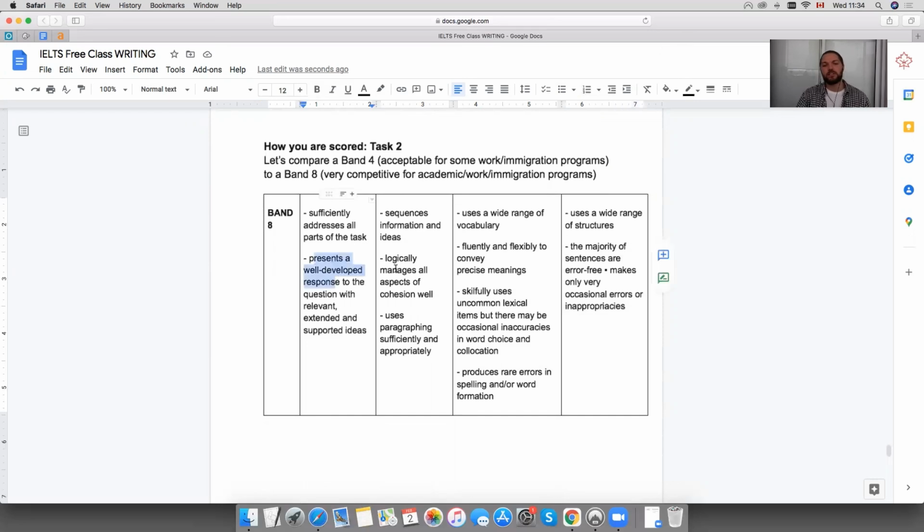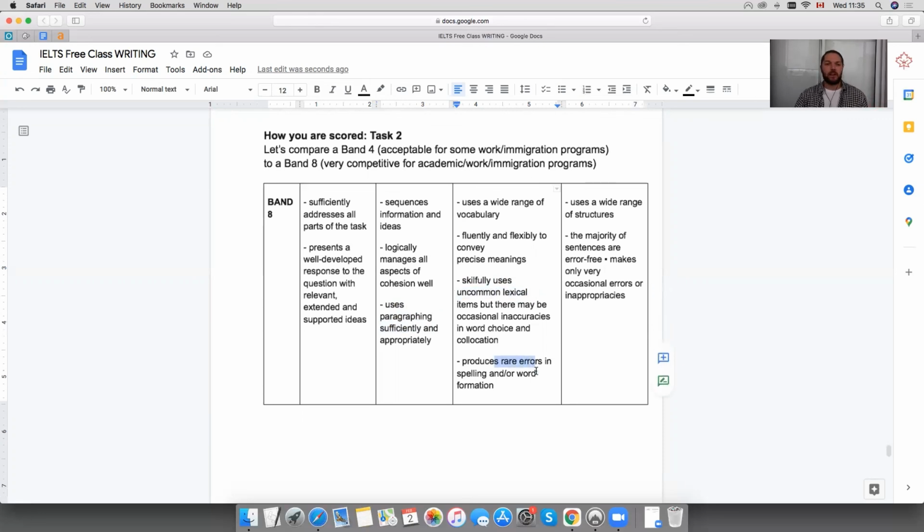Well-developed responses, it's logical, very cohesive. All your paragraphs are sufficient. You've used good structure, they're connected, a skillful use of maybe uncommon vocabulary, rare errors. We know this kind of idea. That suggests that we are pretty close to perfect. We are not all going to be pretty close to perfect because we don't all need that.